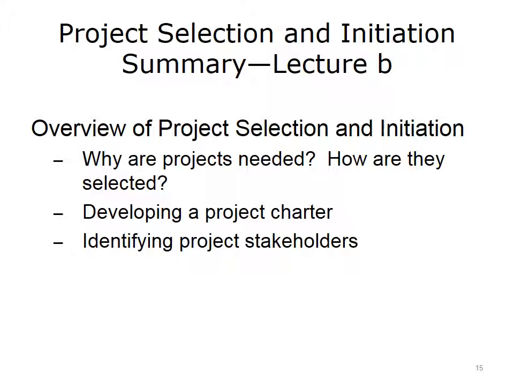This concludes Lecture B of Project Selection and Initiation. In summary, we have continued the discussion around the variety of needs and motivations for projects, and how and why they are selected and initiated. We can now understand and appreciate how to develop a project charter, which is a key deliverable, and how to identify project stakeholders. As part of identifying project stakeholders, remember to record that information in a stakeholder register.